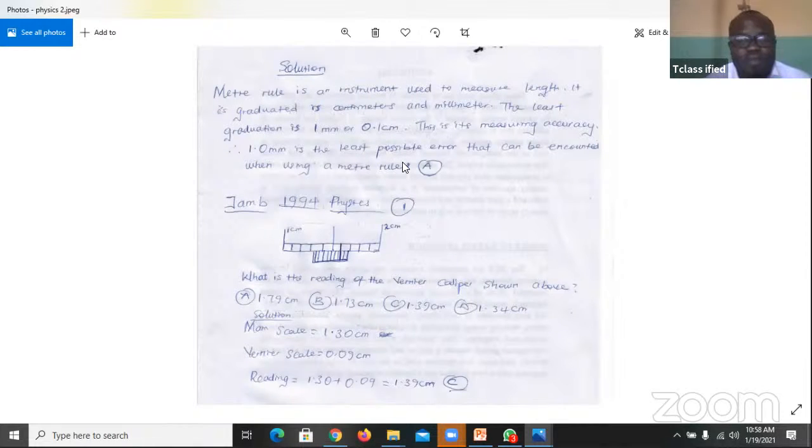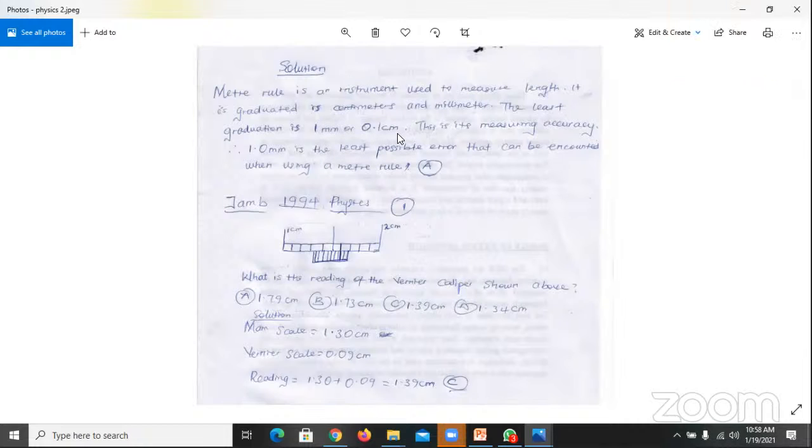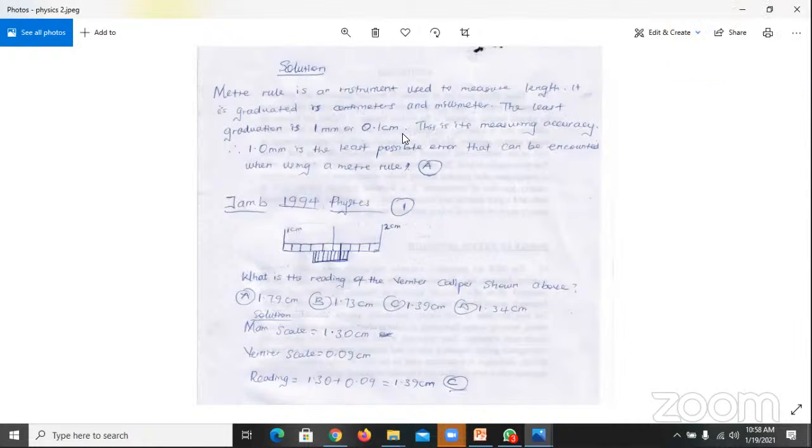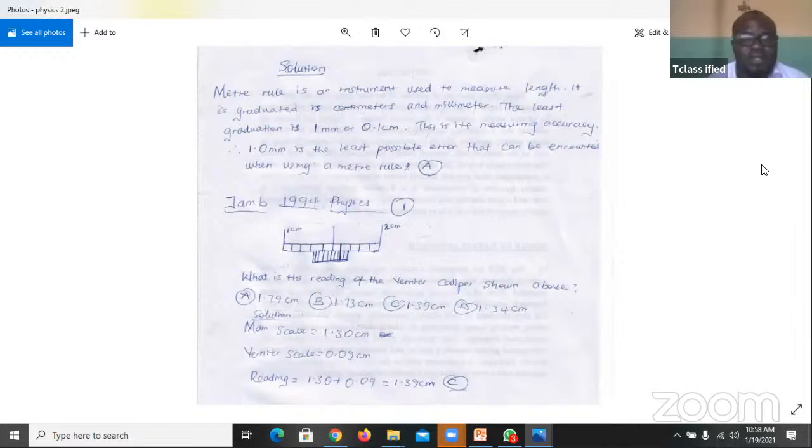If it were to be a Vernier caliper, it would have been what? 0.1 mm or 0.01 cm, isn't it? Yes, sir. If it is a micrometer screw gauge, it will be what? 0.01 mm or 0.001 cm. Abi? Yes, sir. So the micrometer screw gauge is more accurate than all of them. You can use it to measure more minute distances.